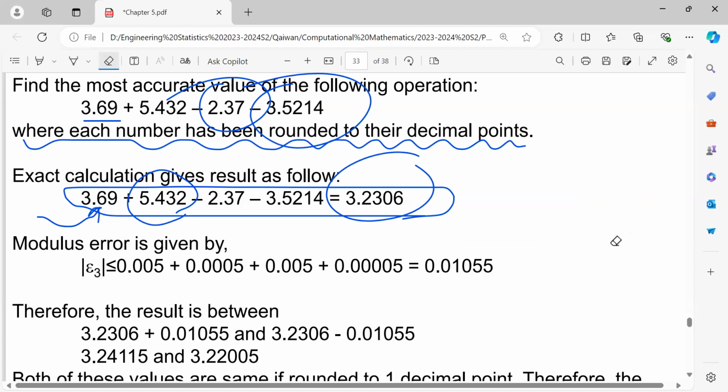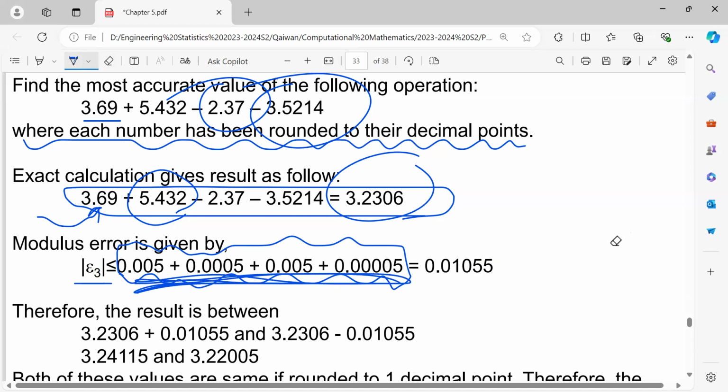And now we need to find the modulus error. The modulus error is the sum of all errors. We find the maximum error for each of them, and we find the sum of them. Here we have to find the sum of them, not this one plus that one minus that one. We don't do that. We need to find the sum of them. This is the modulus error.